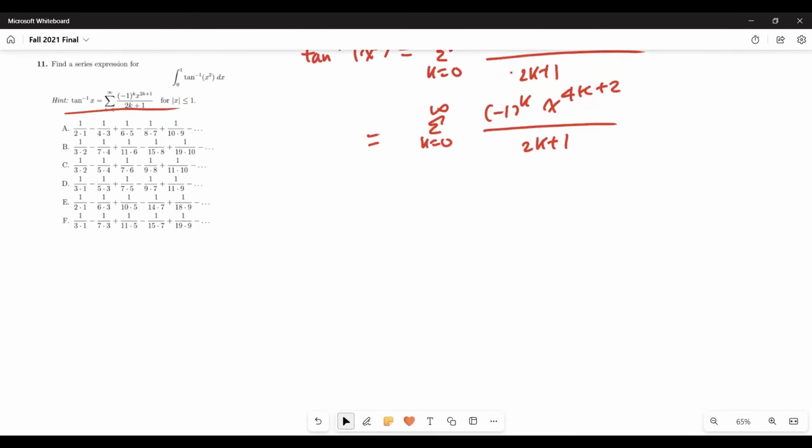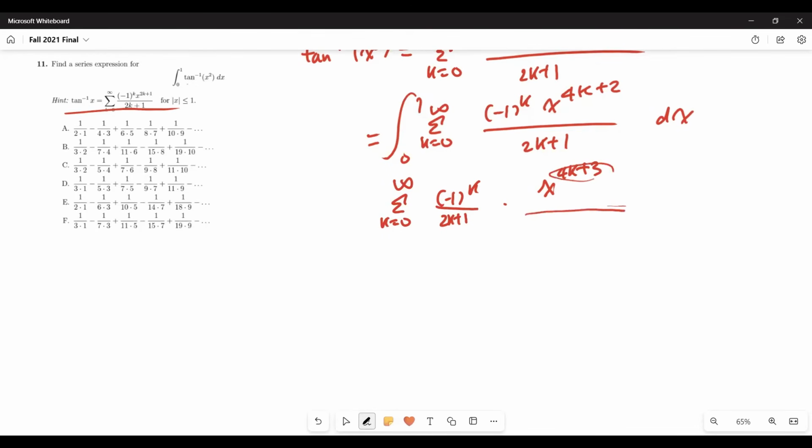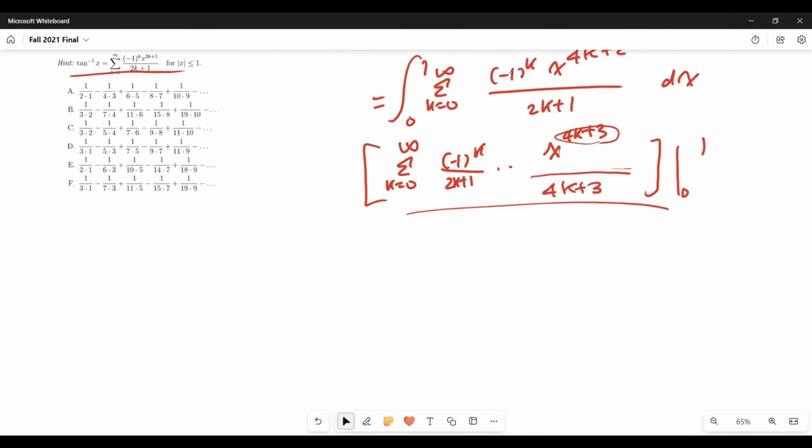Okay, and this integral is evaluated from 0 to 1 dx. So if you integrate that, you can take out the constant, the sum k equals 0 to infinity, negative 1 to the k over 2k plus 1. And this is going to be x to the 4k plus 3, because you're adding to the power when you're integrating, and then you have to divide it by the new power, 4k plus 3. So that's the equation for our integration, and this is evaluated from 0 to 1. Okay, so we have that.